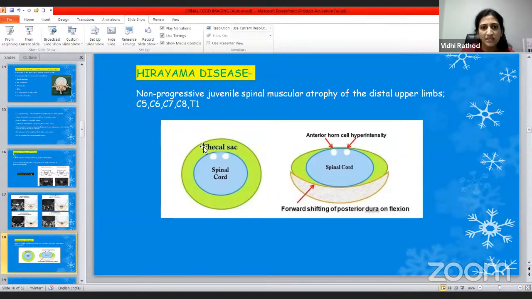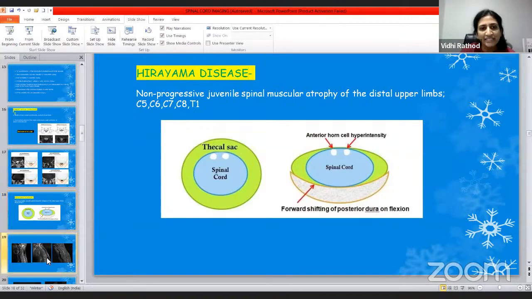Coming to Hirayama's disease, it is also called monomelic amyotrophy, seen in young males. It is basically a non-progressive juvenile spinal muscular atrophy of the distal upper limbs, affecting most commonly nerve roots from C5 to T1. So the pathophysiology is basically that the posterior dura shifts forward, especially on flexion. That leads to compression of the spinal cord and causes anterior cord hyperintensity.